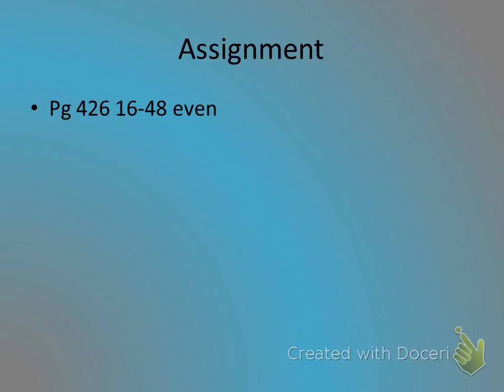Your homework is page 426, 16 through 48 evens.